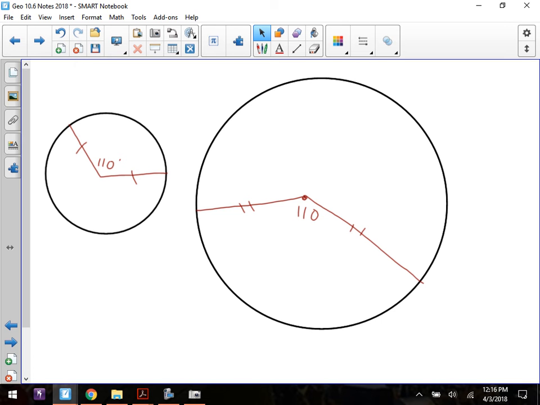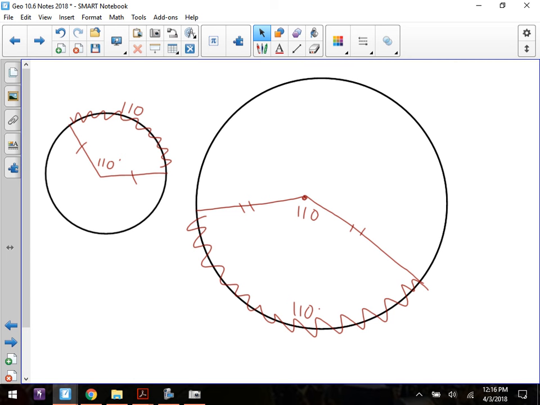Now, what will the measure of this arc equal? It's going to equal 110. What will the measure of this arc equal? Still going to equal 110. But the problem is that when you get into the difference between what's called measurement versus length, okay?